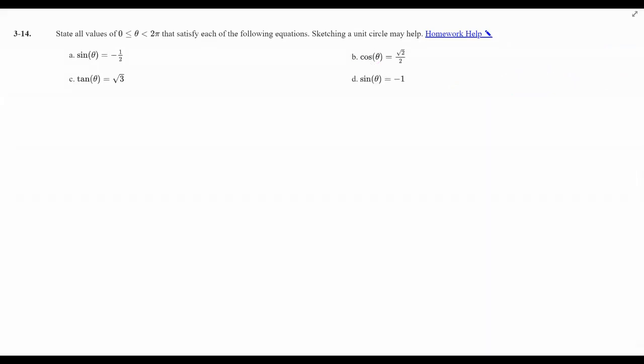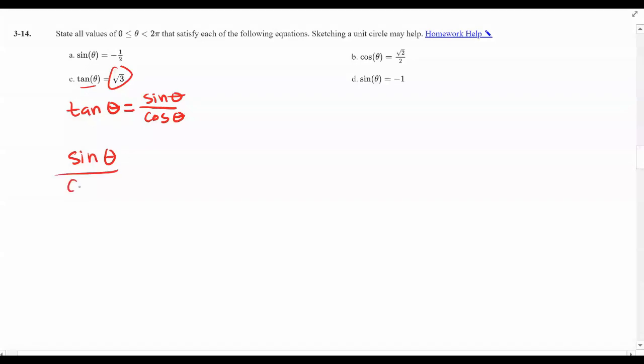For the next one, tangent. Okay, so tangent's a little bit trickier because, if we remember, tangent of theta is equal to sine of theta over cosine of theta. So really, I need to know two different things to be able to figure this one out. If I know that tangent is root 3, then I know sine of theta over cosine of theta is root 3.